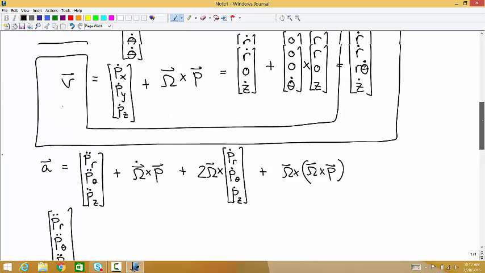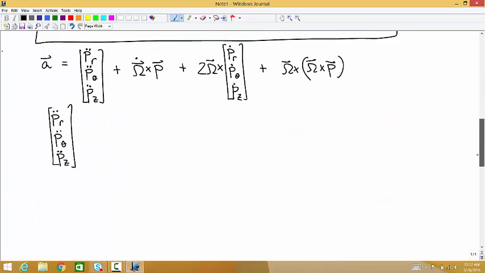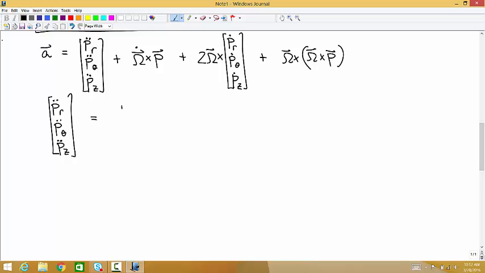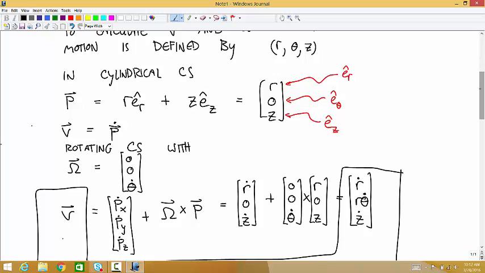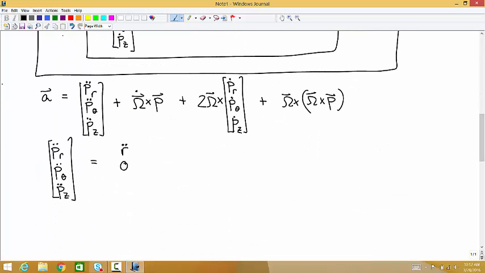Okay, so based on just looking at the position, what are the second derivatives? What's the second derivative of the e_r component? Yeah, r double dot. And then the e theta component? 0. And then the z component? z double dot, yep.